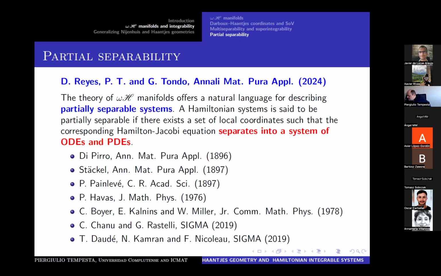Actually, my goodness, I have said only 40% of what I wanted to say, so maybe I will skip something. First of all, partial separability, in two words.